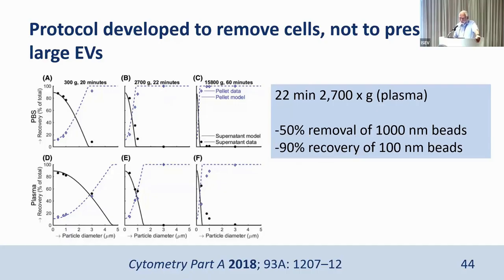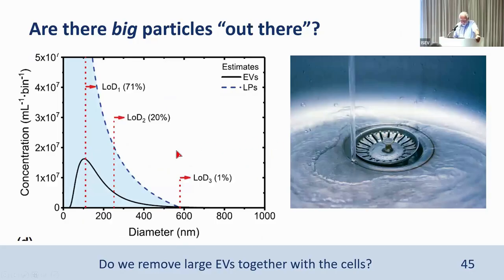So perhaps, and this is something I don't know, perhaps the absence of large vesicles is explained by the fact that we're throwing the large vesicles away by the centrifugation protocol, meaning that the moment we remove the cells, we also remove the large vesicles. I don't know, but I think this is food for thought, something to think about.